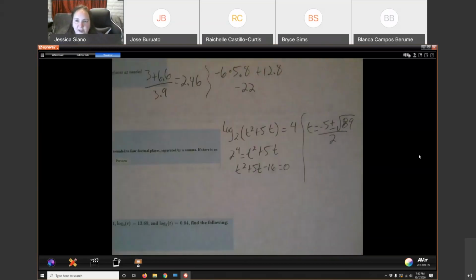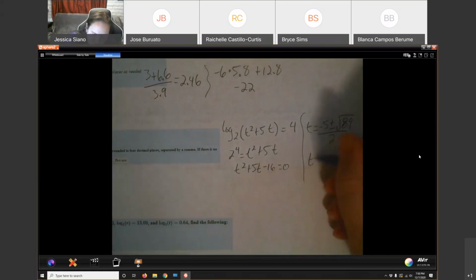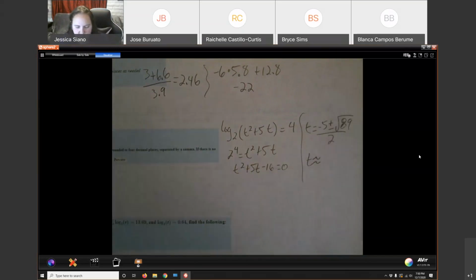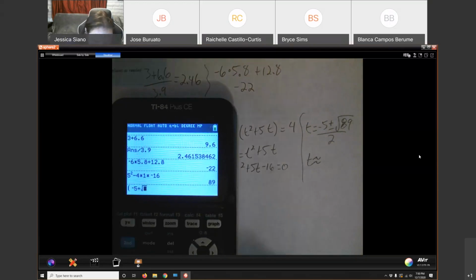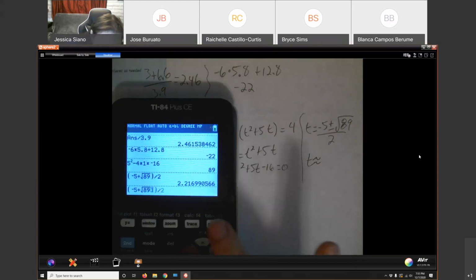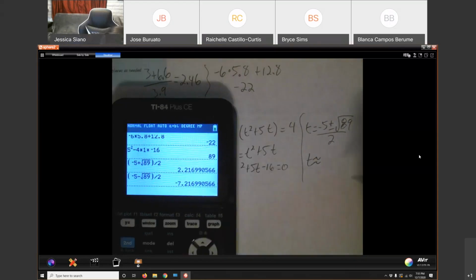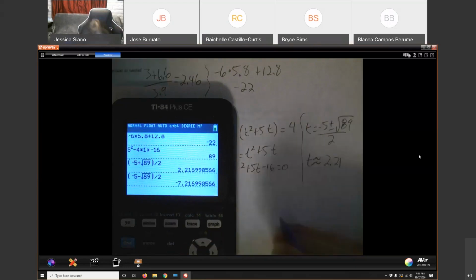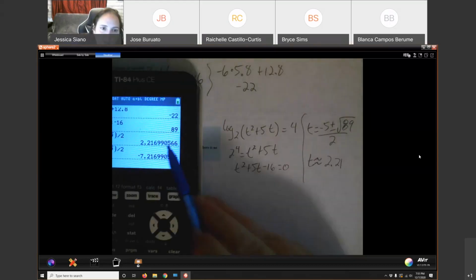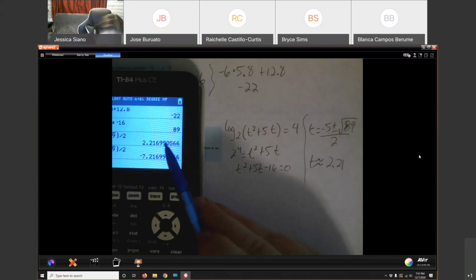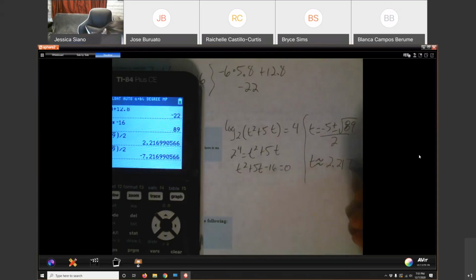Not asking me for exact values, so I'm going to get my 2 decimals here. So let's do -5 plus the square root of 89 divided by 2, and then -5 minus the square root of 89 divided by 2. 4 decimal places. Well, this 9 is going to round up this 9, and this 9 is going to then round up this. So that actually is 4 decimal places because it would be 7, 0.